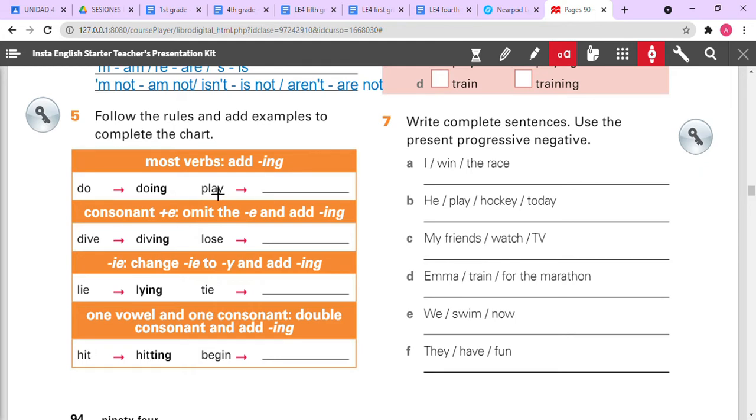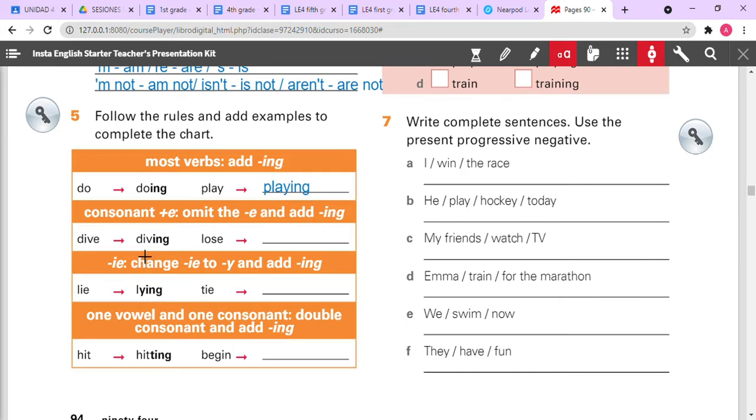For example, those are rules, okay? For example, rule number 1 says, most verbs add ing. Most verbs, okay? It's very common to use the verb plus ing. Do, doing, okay? Do, doing. And what about play? Play, you write the same, playing. And that's it.